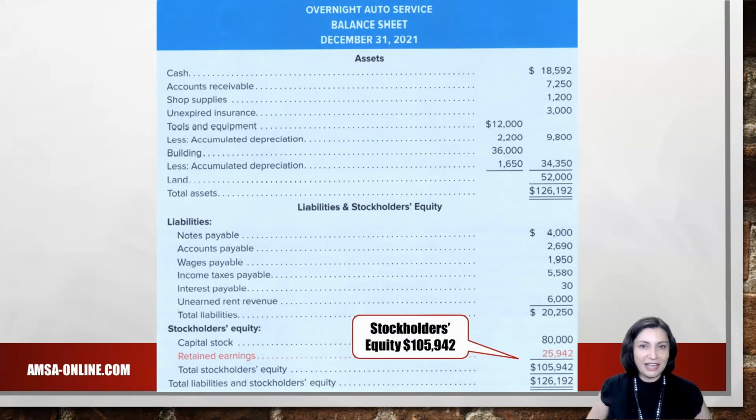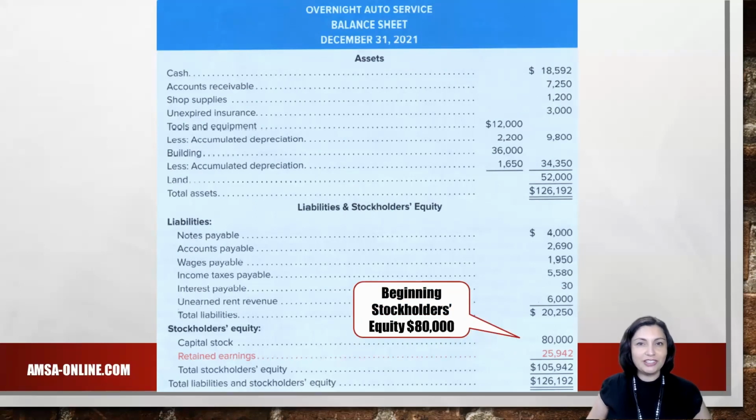The stockholders' equity at the end of the year is $105,942. Now we need to find out the stockholders' equity at the beginning of the year. If a company is in business for several years, the number can be found in the prior year's balance sheet. The prior year's ending stockholders' equity is the beginning stockholders' equity for the current year. Since our sample company just started the business, we can assume that the beginning stockholders' equity is equal to the capital stock amount, the amount that was invested by the company's stockholders to start the business. In our example, it is $80,000.